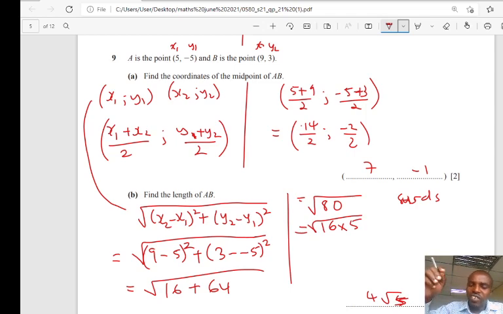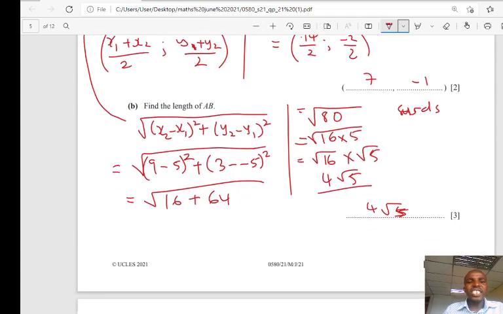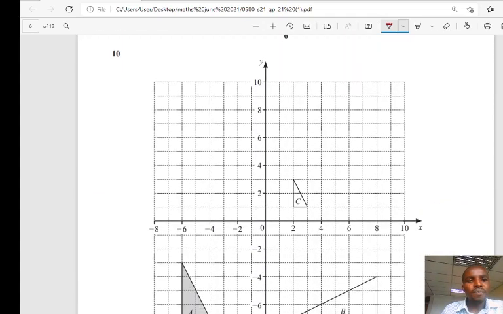So find the highest factor of 80 that is a square number. In this case it's 16. That's the highest. 4 can also be done, but it's not the highest. That gives the square root of 16. Then you separate it into the square root of 16 times the square root of 5. Root 16 is 4, times root 5 stays the same. That's how we simplify surds, numbers under the square root.